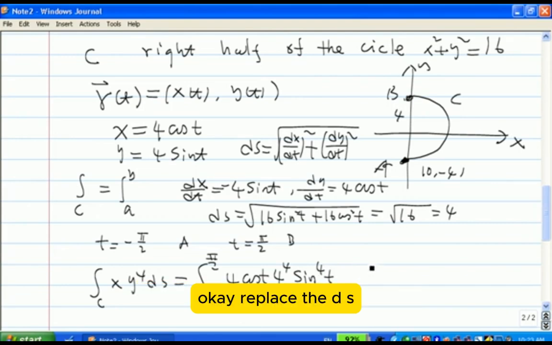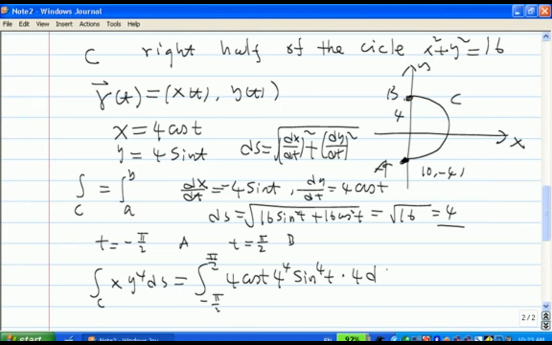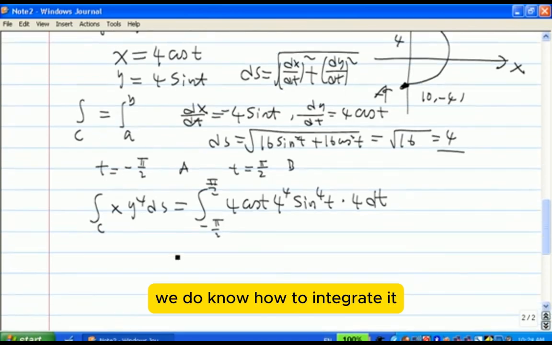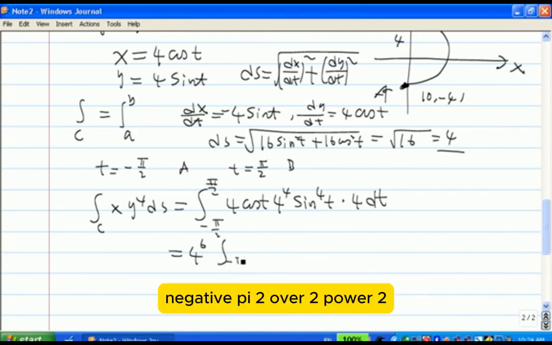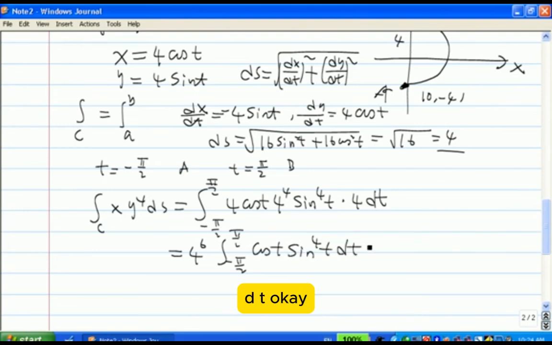Okay, replace the ds by this, which we calculated gives us 4 dt. So now this becomes the integral, and we do know how to integrate it. Let me simplify that. We've got a 4 here, 4 to the 4th, another 4, so you get a 4 to the 6th, integral from negative pi over 2 to pi over 2, then you've got a cosine t sine to the fourth t dt.